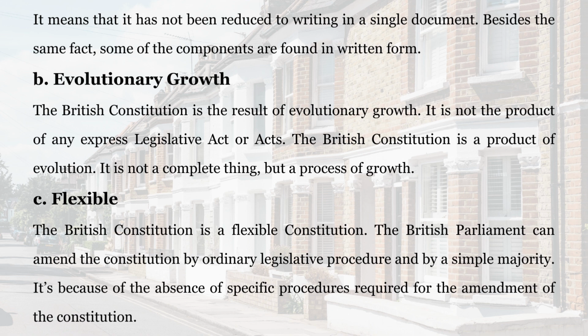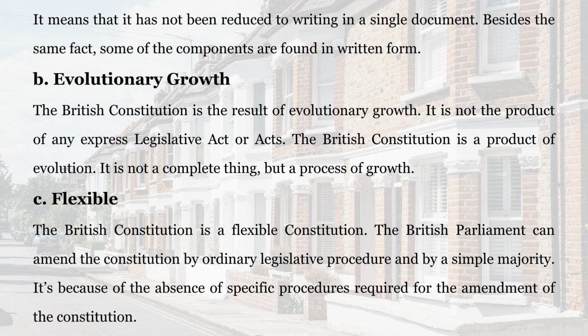B. Evolutionary growth. The British Constitution is the result of evolutionary growth. It is not the product of any express legislative act or acts. The British Constitution is a product of evolution. It is not a complete thing, but a process of growth.